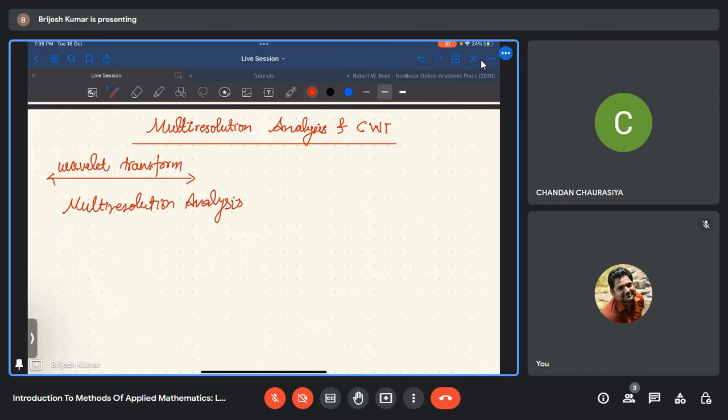So we saw in the last section that the Fourier transform is not enough to.